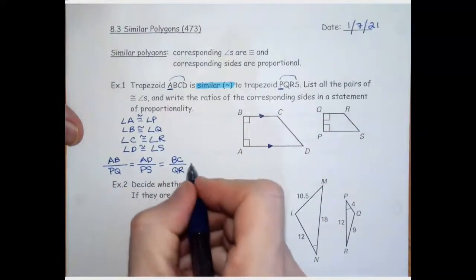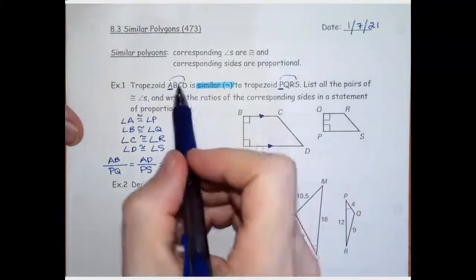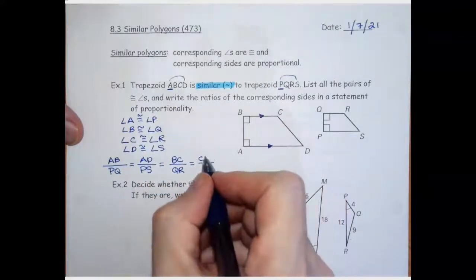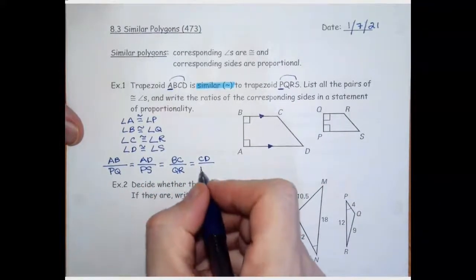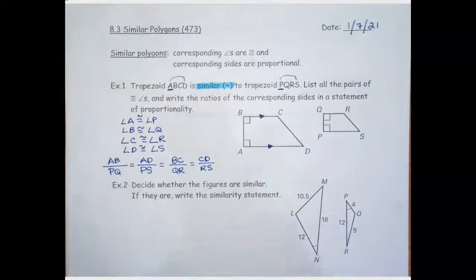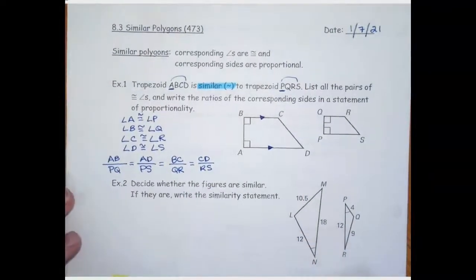You could pause the video right now and make sure you get this last one yourself. So that would be CD and RS. And very simple, straightforward question there.